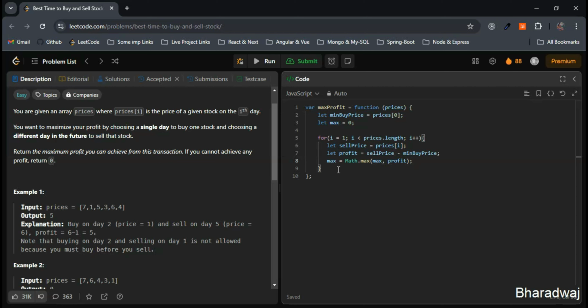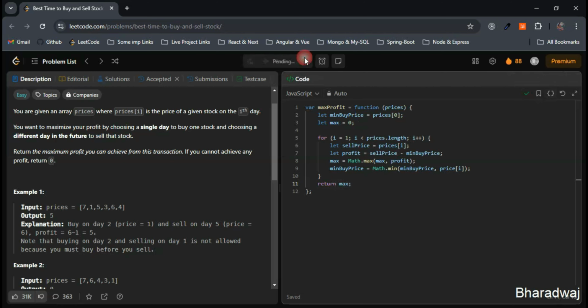Finally, we'll update the minimum buying price to the lowest price seen so far, which in this case is 1. I'll write minBuyPrice equals Math.min of, just copy the same thing, minBuyPrice, as well as the iterated value of price. Finally, let's return the maximum profit that is found. I'll just return max in this case.